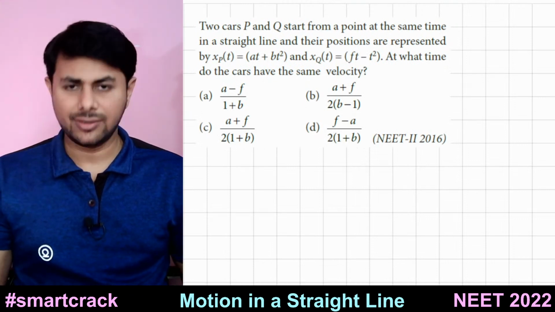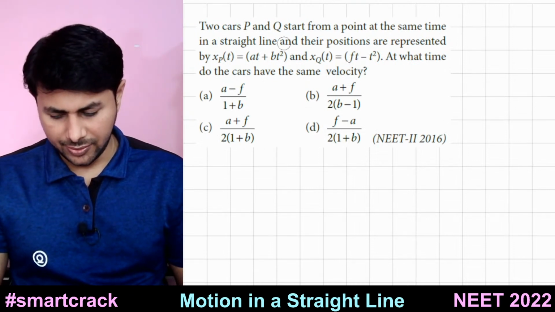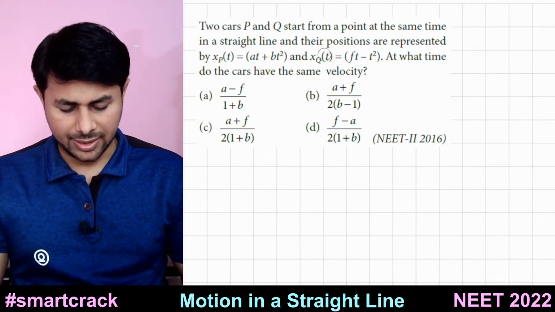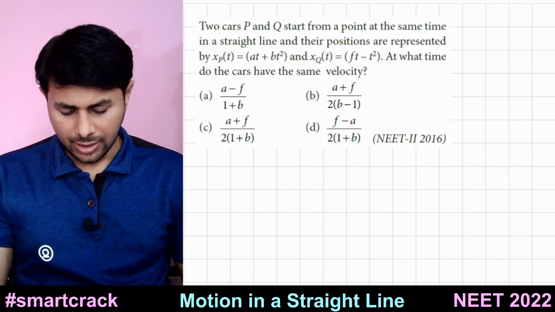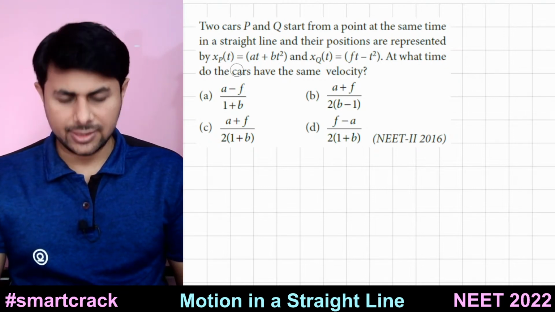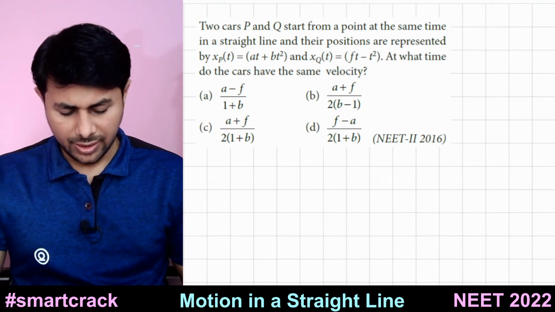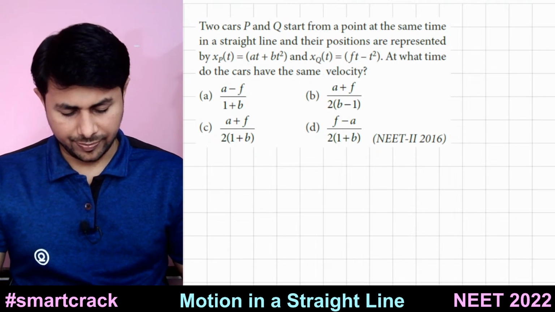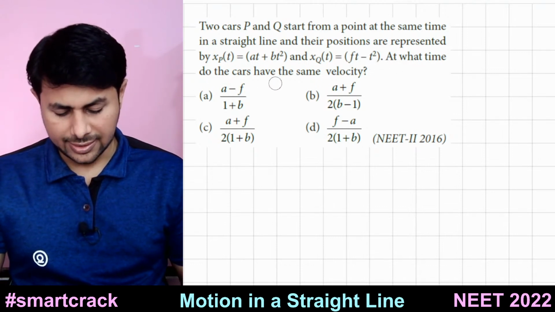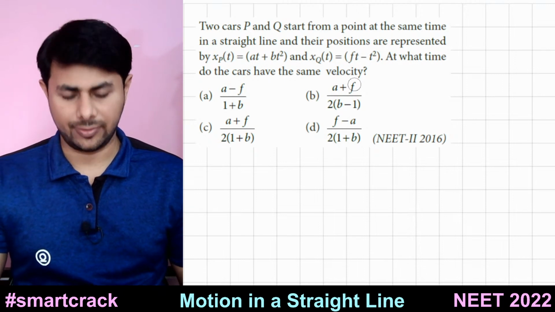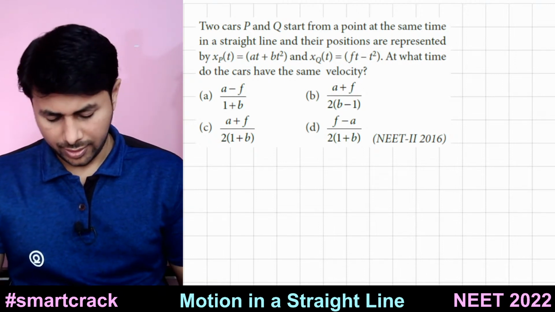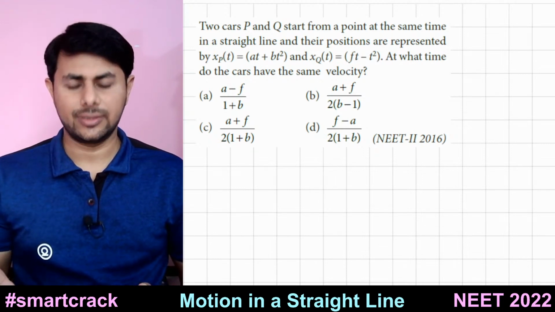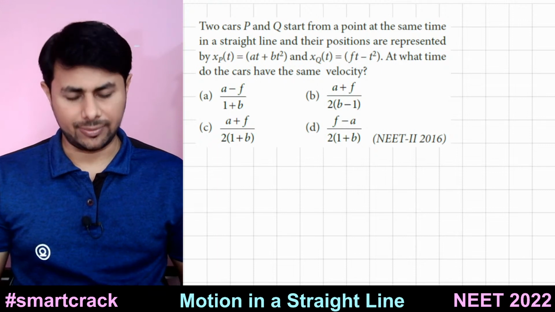So the next problem is two cars P and Q start from a point at the same time in a straight line and their positions are represented by: the position of P is AT plus BT square, and the position of Q is FT minus T square. At what time do the cars have the same velocity? This is the question. Again it's simple. What is velocity? It is the derivative of position with respect to time.